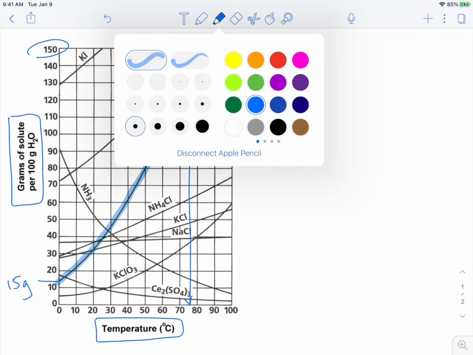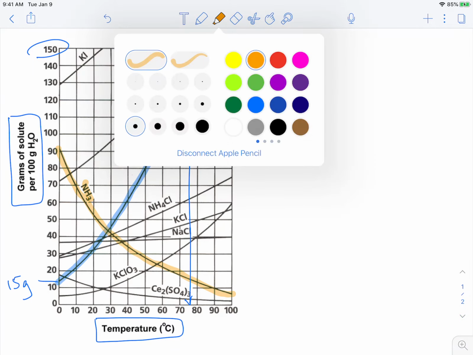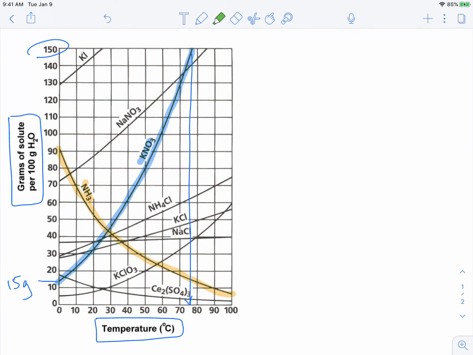Another substance that's very affected by a change in temperature is NH3. However, this is inversely affected with temperature. So as temperature goes up, the solubility of NH3 goes down. And NH3 is ammonia, which is a gas, very typical for gases to have an inverse relationship between solubility and temperature. Last thing we'll look at is NaCl, in terms of just observing what we see here.